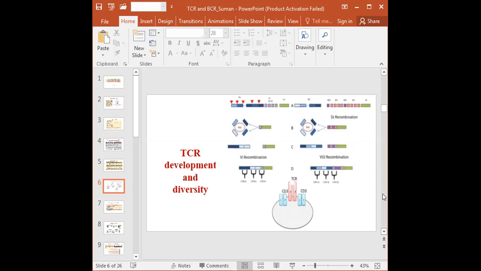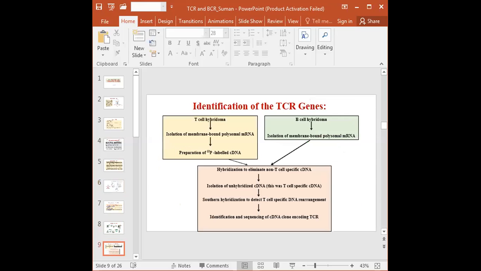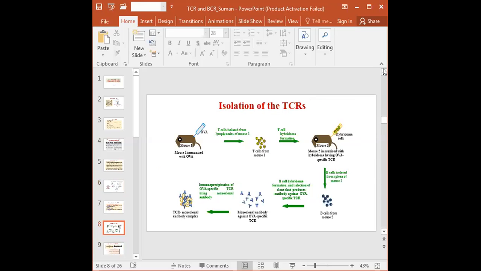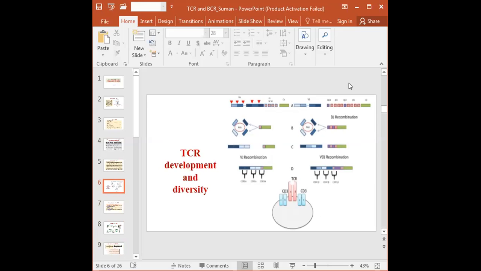RAG1 and RAG2 are expressed by all the lymphoid progenitors and immature T and B cells.